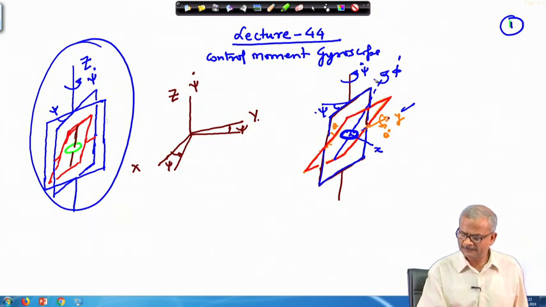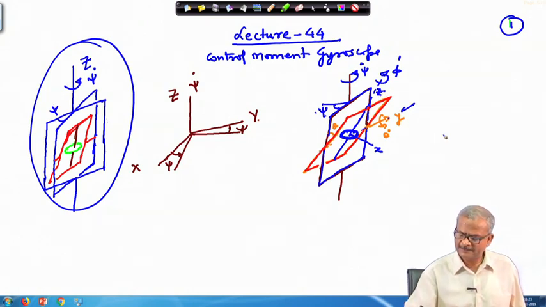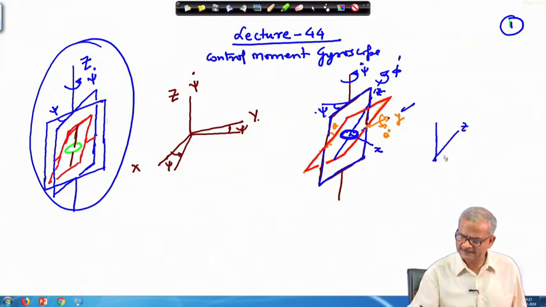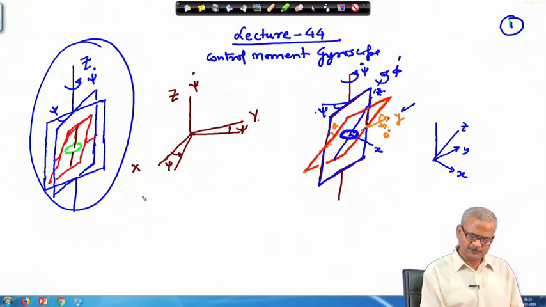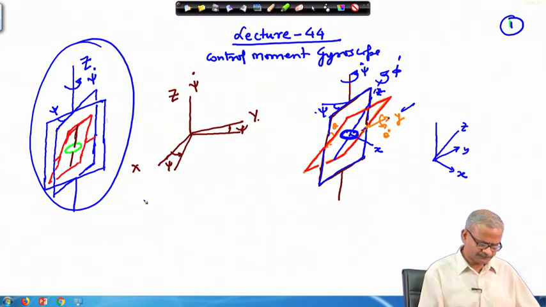If this is your small z direction, your x, y, z axes now appear to be tilted. If I take this to be the vertical, the small z direction appears like this, the y direction appears here, and the x direction appears like this. Using this figure, we can now describe the motion of the gyroscope.